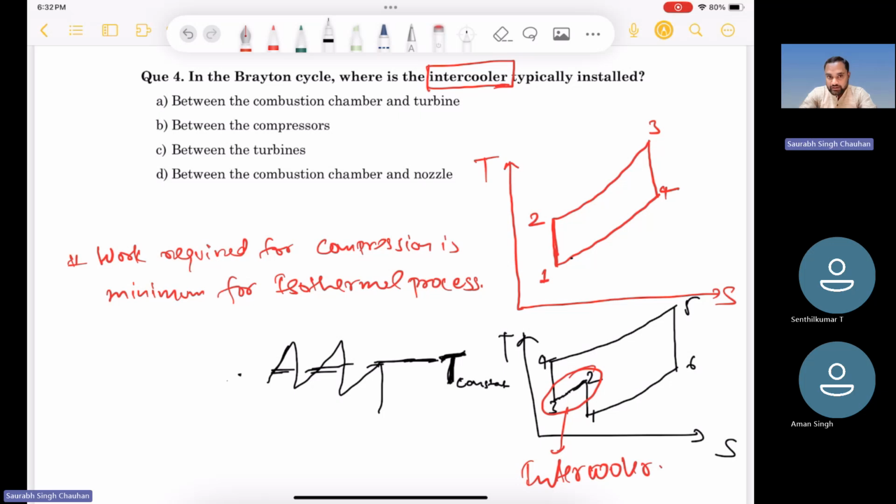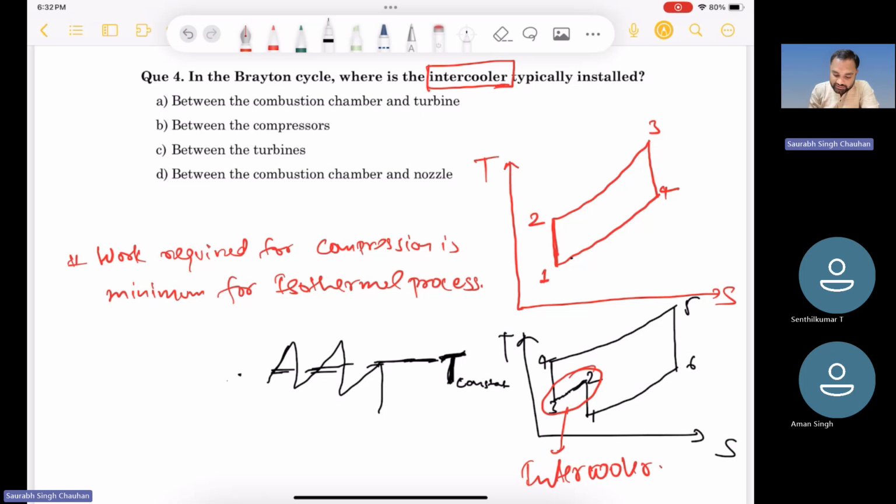And doing high compression in a single stage is difficult as well, because when you are compressing, the temperature is increasing, and the gases which have higher temperature have lower density. Compressing those gases is difficult, so the specific work increases. So the purpose of using intercooling is to reduce the compression work.